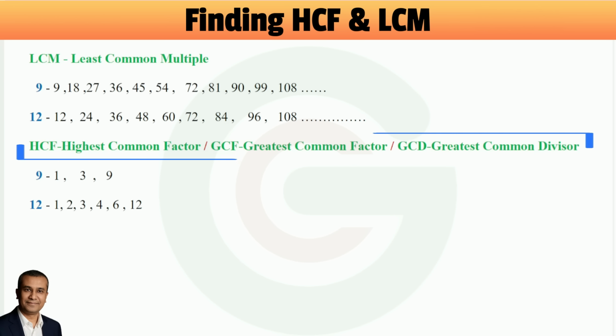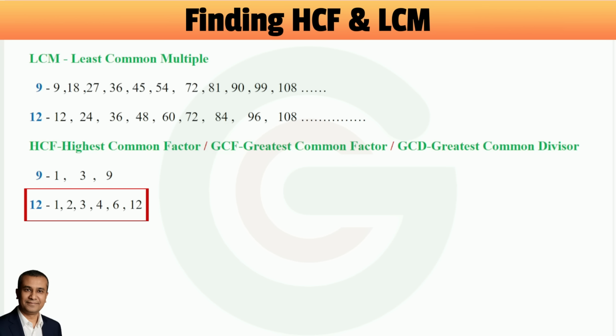Now HCF. HCF stands for highest common factor. It can also be termed as GCF, greatest common factor, or GCD, greatest common divisor. Here we have taken again 9 and 12. Now 1, 3 and 9 are factors of 9. That means 9 is divisible by these numbers. Similarly, 1, 2, 3, 4, 6 and 12 are the factors of 12. That means 12 is divisible by these numbers.